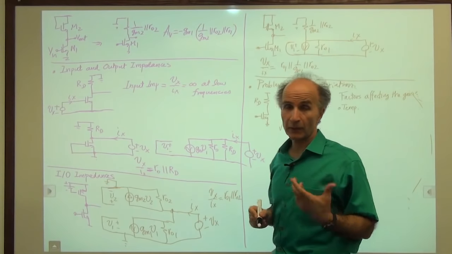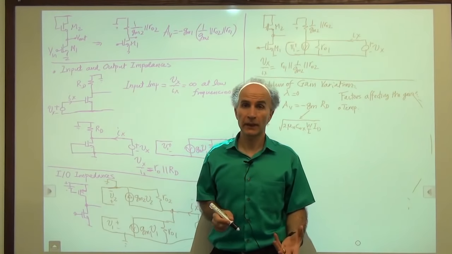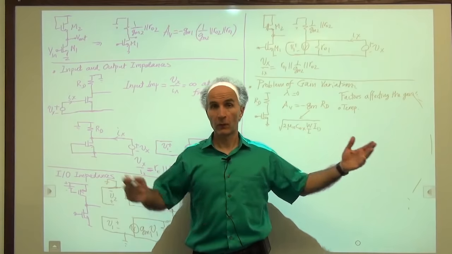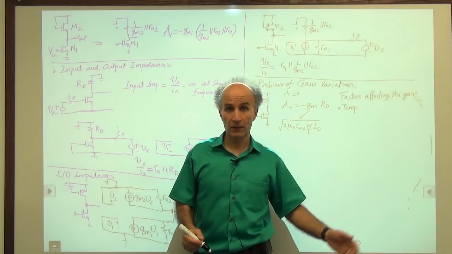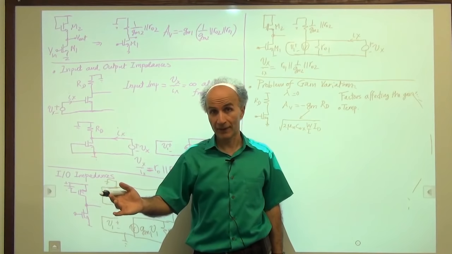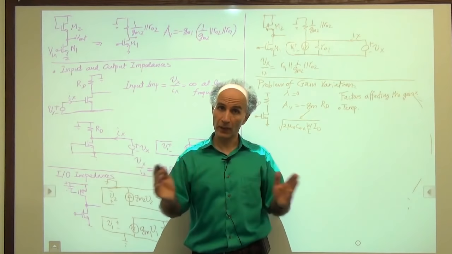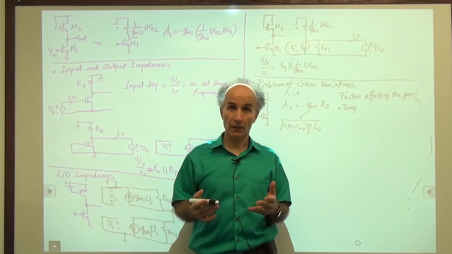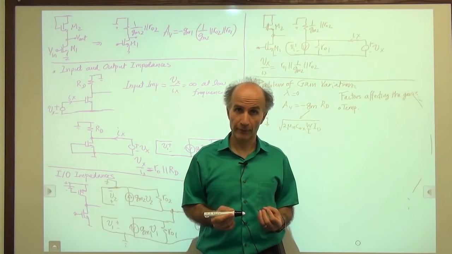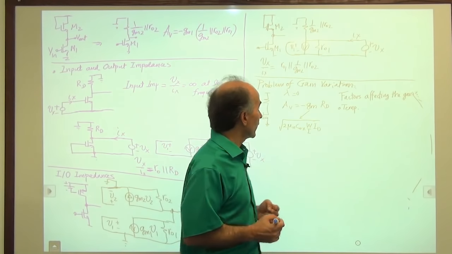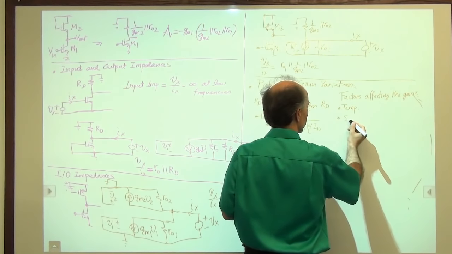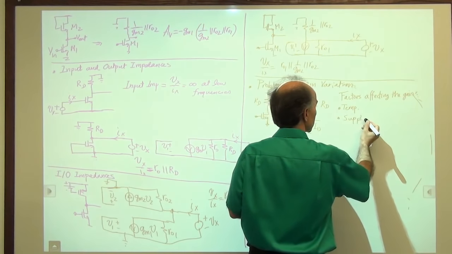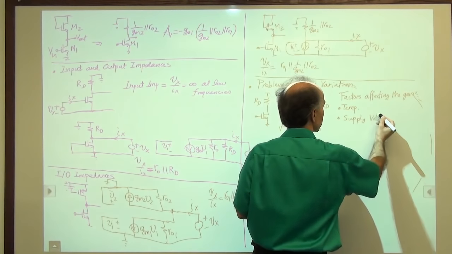And as circuit designers, we have to take care of that. When we design a circuit, the circuit has to work for a very wide range of temperature. For example, from 0 degrees centigrade to, for example, 80 degrees centigrade. So across this whole range, the circuit has to be acceptable in terms of its performance. Okay, the next issue is supply voltage.